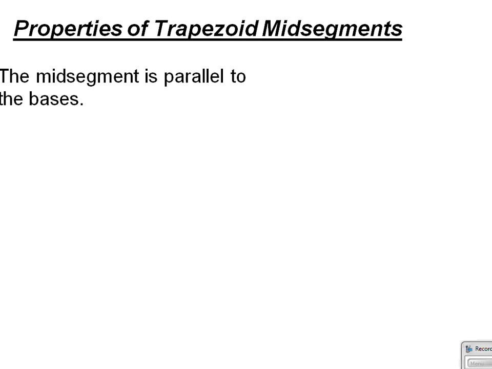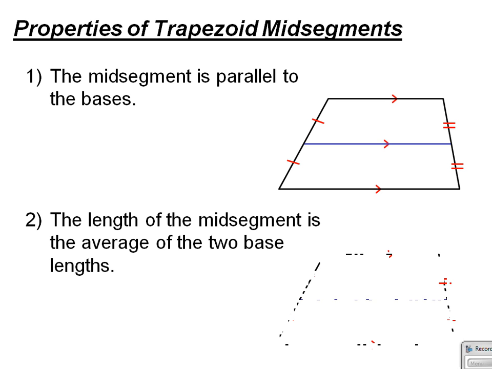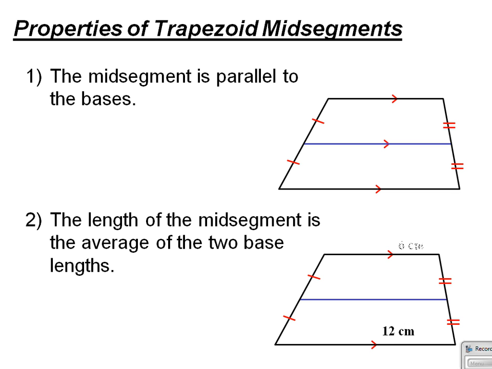Now, trapezoid mid-segments also have their share of respective properties. First of all, the mid-segment of a trapezoid is parallel to both its bases. And second, the length of the mid-segment is the average of the two base lengths. So, if I know that these two bases are 12 centimeters and 6 centimeters, then the mid-segment has to be the average of those two lengths, or 9 centimeters.